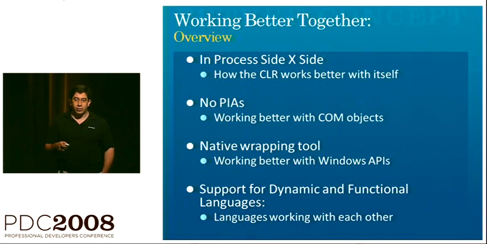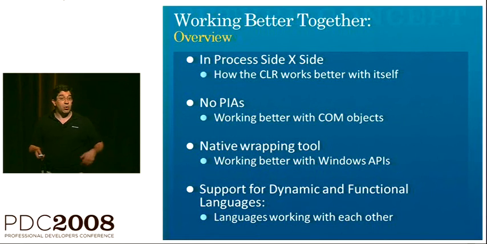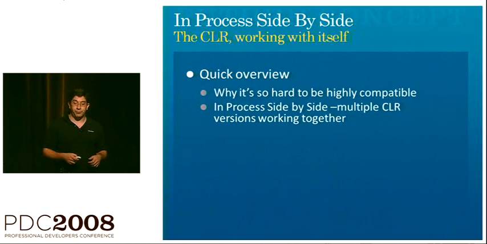OK, so here's the first third: in-process side-by-side, how we work better with ourselves. No PIAs, how we work better with COM objects. A native wrapping tool that makes it easier to work with Windows APIs, and support for dynamic and functional languages, working better with each other.